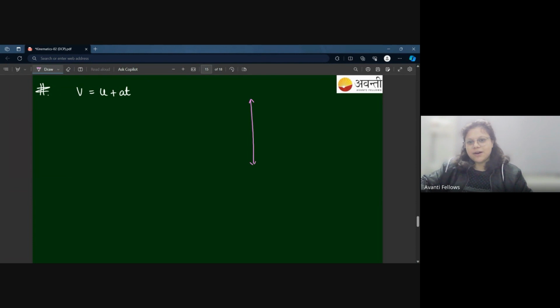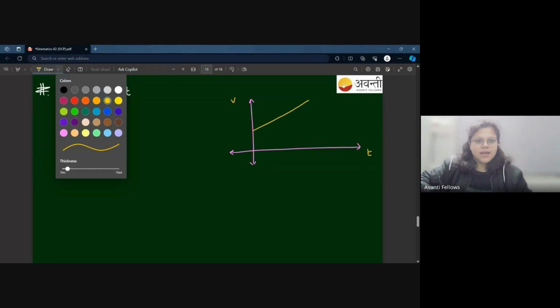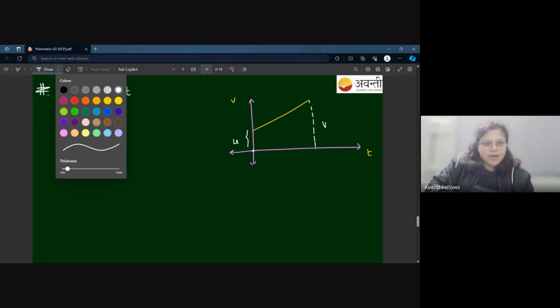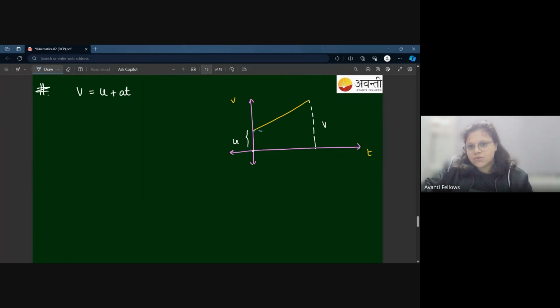So let's say I have a graph over here like this. This is v, this is t. And this is the initial velocity. Why is this the initial velocity? Because t is equal to 0 at this point. So this is u. This entire distance is v. What I did, I just drew this perpendicular over there. So this column would be v minus u. Is that okay? Yes, ma'am.